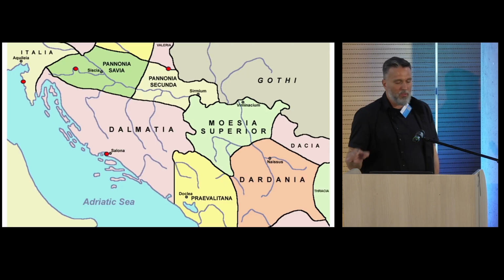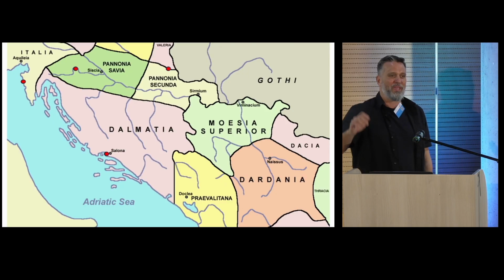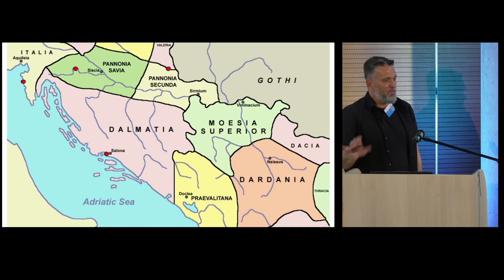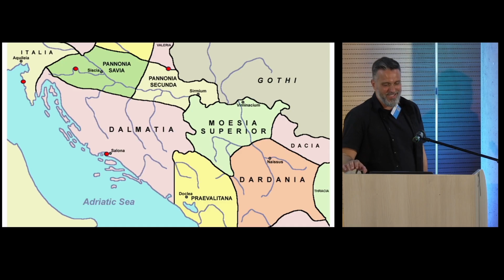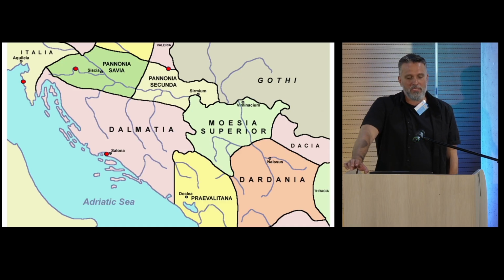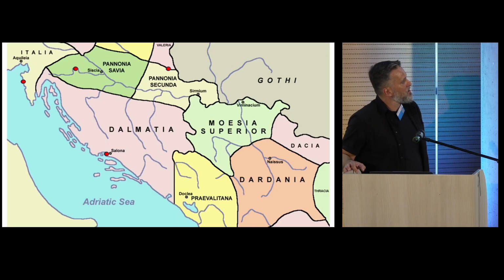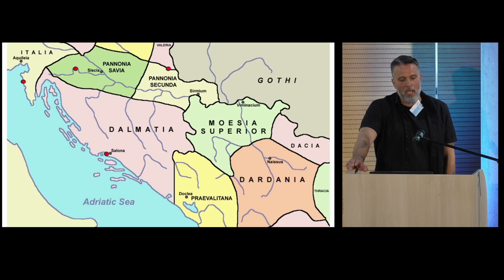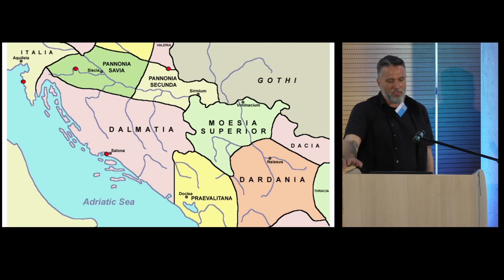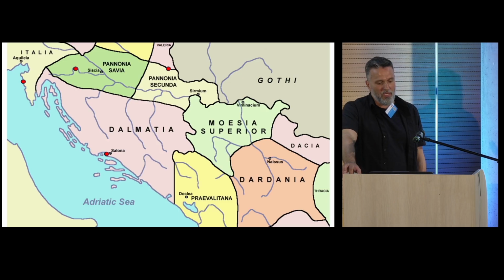So we are going back now to Roman times. The map is a bit different than today's map. We're talking primarily about the provinces of Dalmatia in the south along the coast, but also continuing to the hinterland, Pannonia Savia, which is to the west, and Pannonia Secunda.